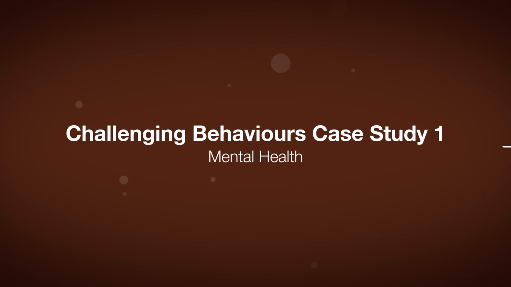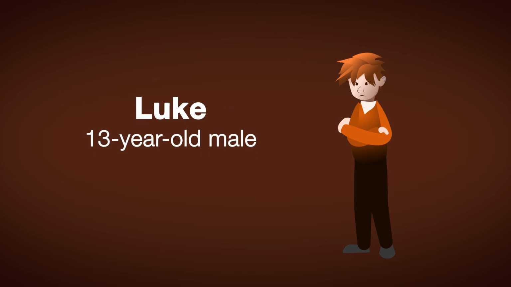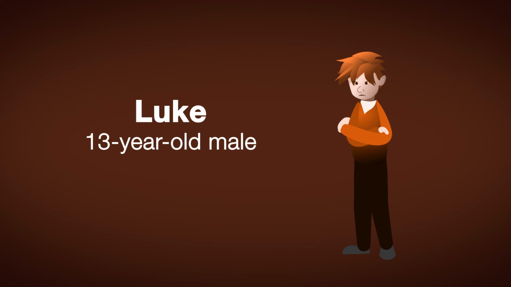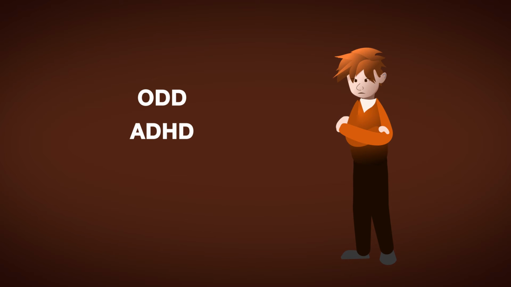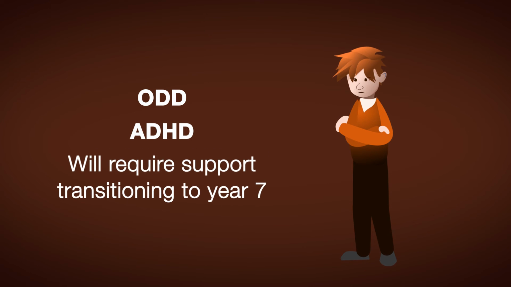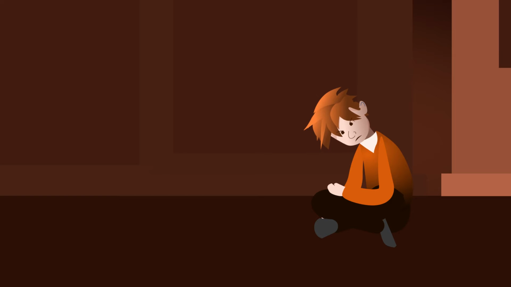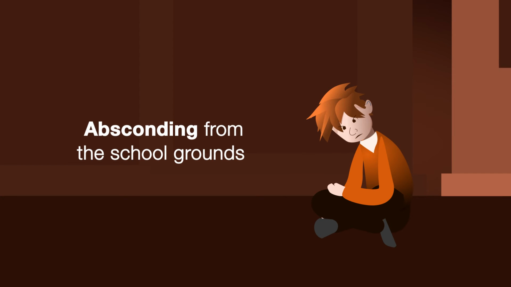Case study, Challenging Behaviours. Case study 1, Mental Health. Luke is a 13-year-old young man. He's been diagnosed with oppositional defiance disorder and attention deficit hyperactive disorder and is known to school. Due to his primary school flagging, he would be a student who would need support transitioning to Year 7. Luke has a history of absconding from the school grounds when he feels upset and distressed. Often, he will leave and be found at the local shops, sitting out the front.